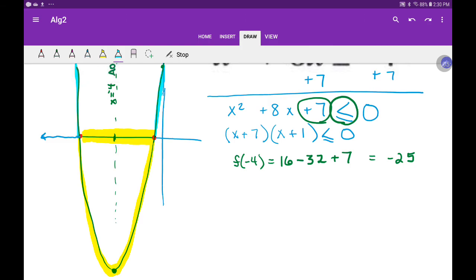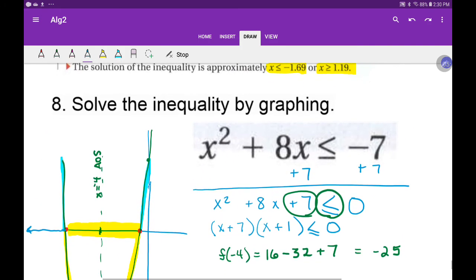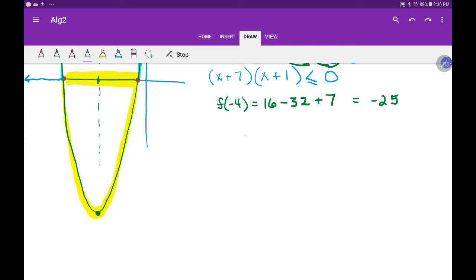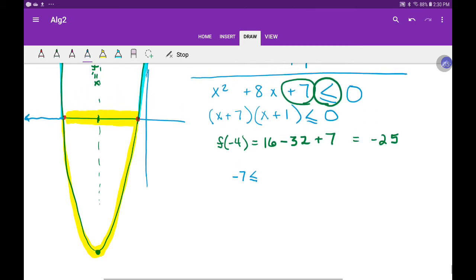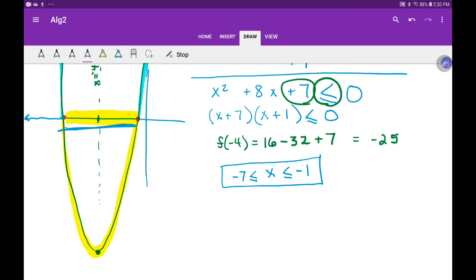So we're going to say our answer is, solve the inequality, okay. We'll start with the -7 idea, and we'll say that x is allowed to be equal if you recall, less than or equal to 0. So x is greater than or equal to -7, and it's less than or equal to -1. Alright, so those are the values of x that work because they're in between here. Okay, they're in between here.